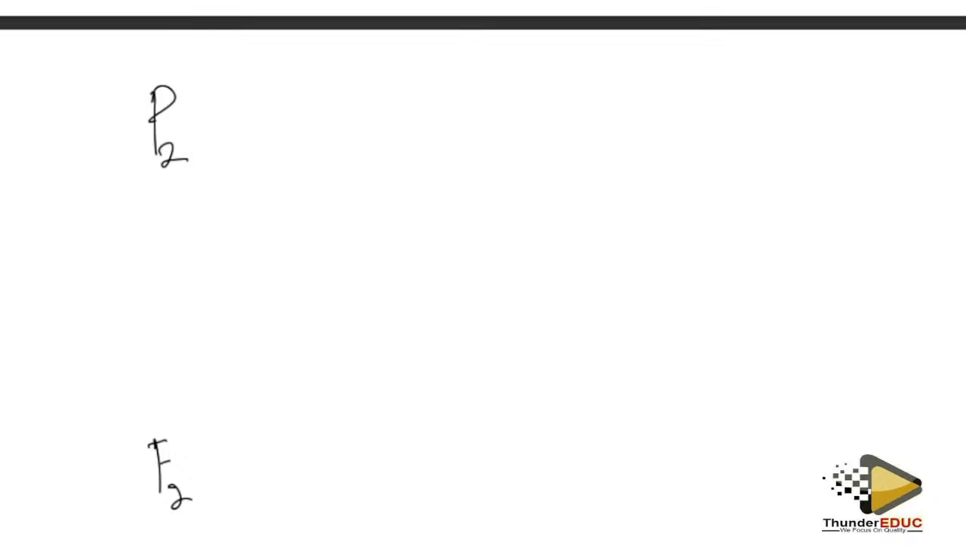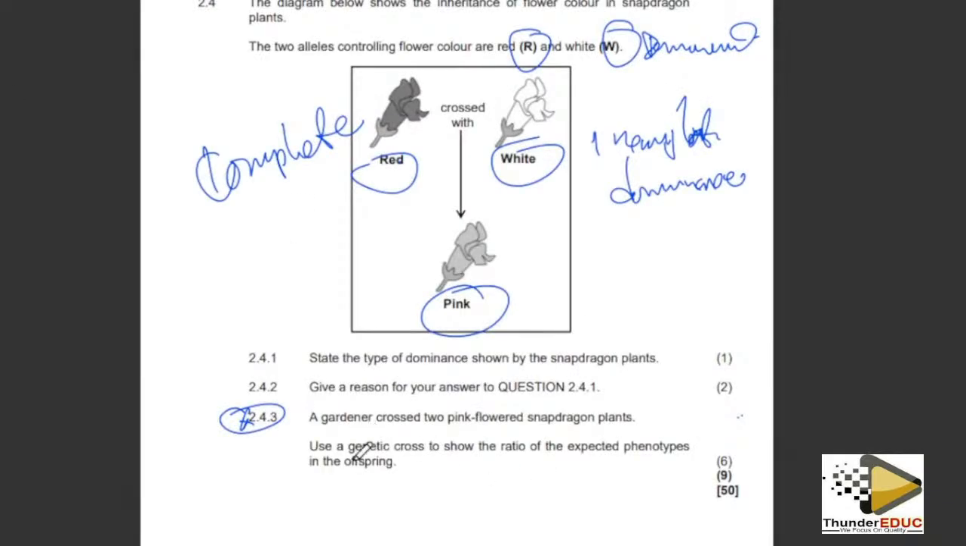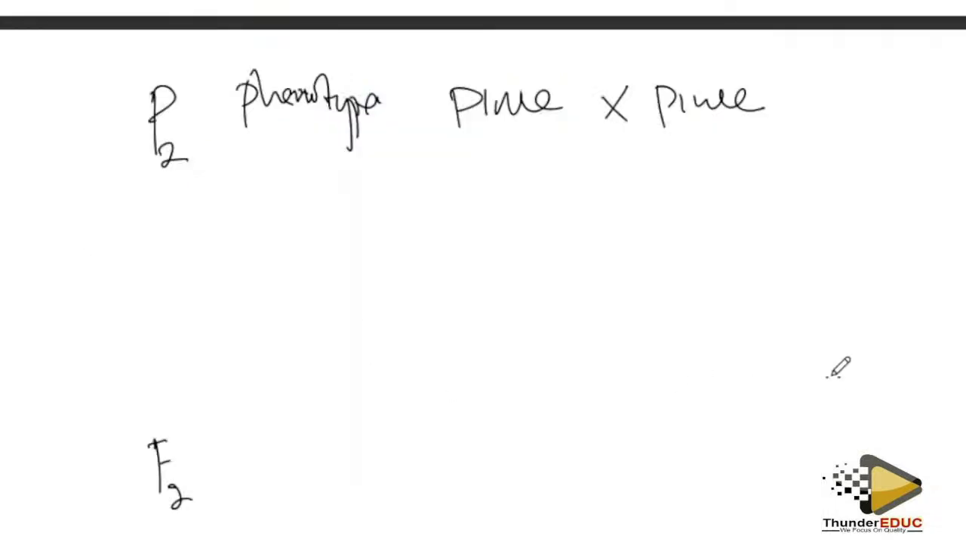So now you talk about the phenotype, which is pink. I told you this is obtained from the question. Check what they are saying: a gardener crossed two pink flowered snapdragon plants. It is always obtained from there. So it means I've got a tick here, a tick there, and also a tick there. So now 2 marks.